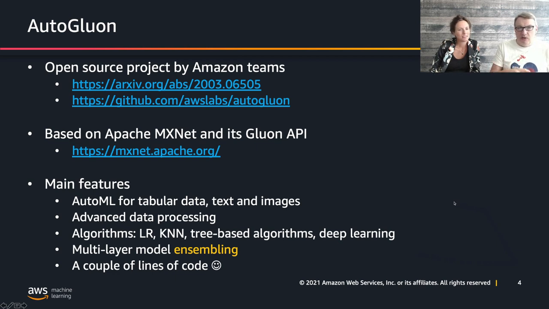Why is it called AutoGluon? Simply because it's based on Gluon, the Gluon API, which is part of Apache MXNet. And what can it do? It can do AutoML on tabular data, similar to what we have. Text, so some NLP use cases, and computer vision. It does pretty interesting data processing automatically, and what I really like about it is it has a pretty big collection of algos. You can do linear regression, KNN, lots of tree algos. So of course XGBoost, LightGBM, CatBoost, extra trees, and a few more. And deep learning in a pretty clever way, which is more advanced than plain feed-forward networks.